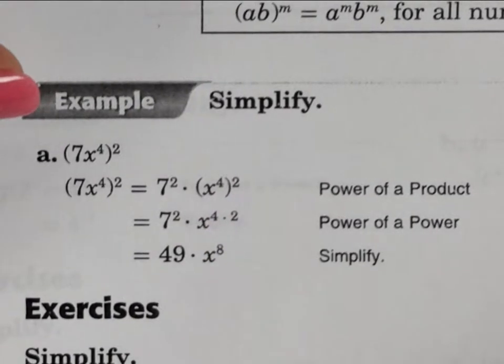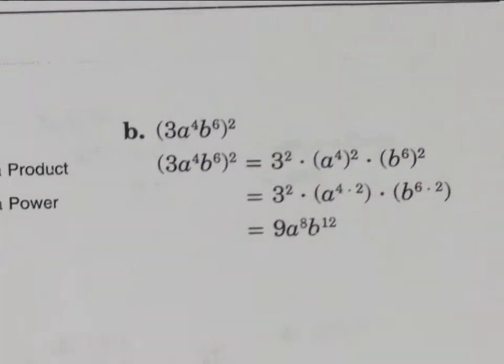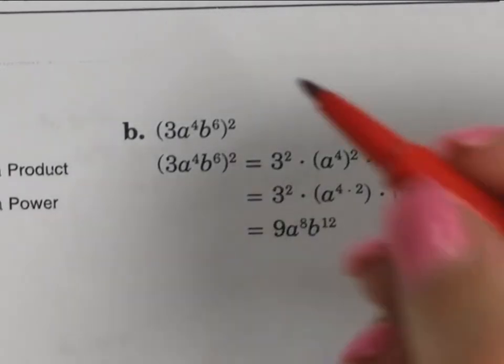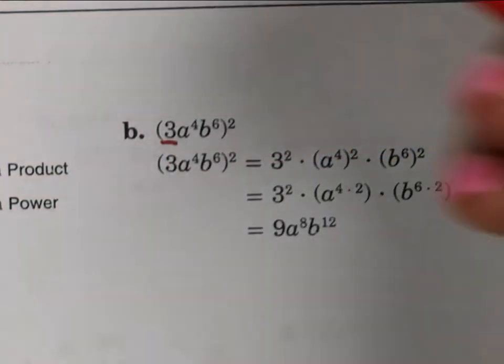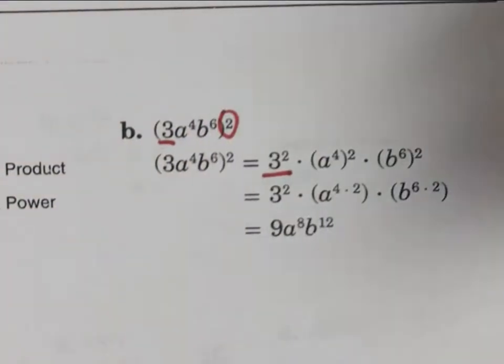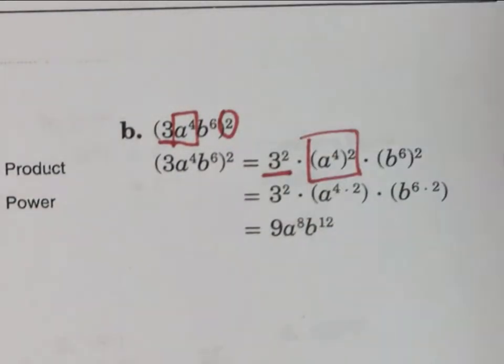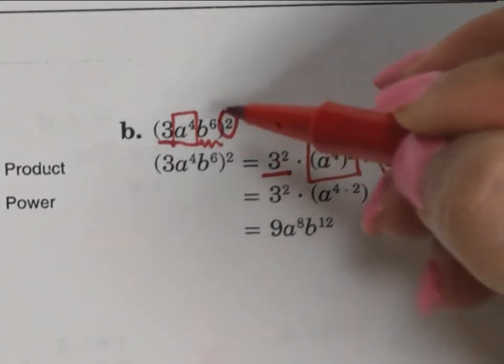Okay. Example B is a little bit more complicated because now I have 2 different variables and a coefficient. But I'm still just breaking them apart into 3 different pieces. So I'm going to break my 3 apart. So I'm going to have 3, and then I'm going to take that squared exponent. So that gives me 3 squared. And then I've got my a terms. So I've got a to the 4th squared. And then I can't forget about those b's. So I've got b to the 6th over here. And then I'm going to square that as well because I can't forget about that 2 on the outside.